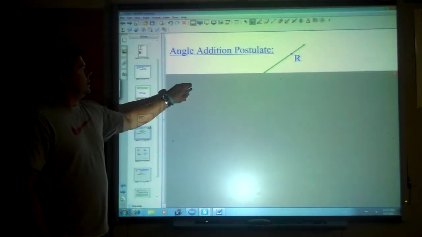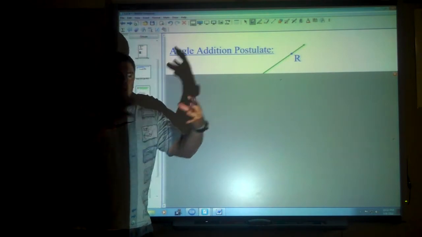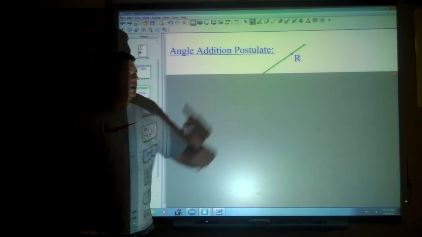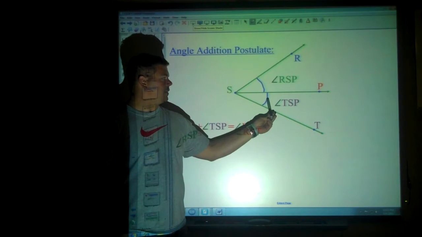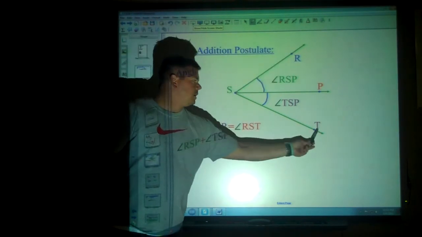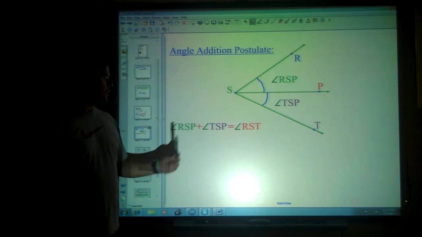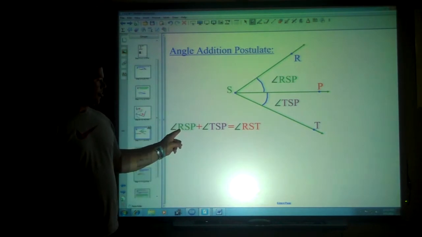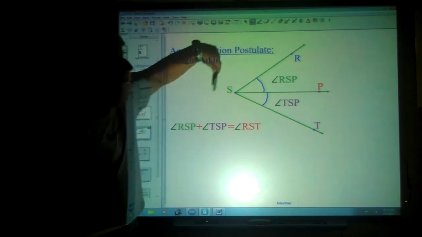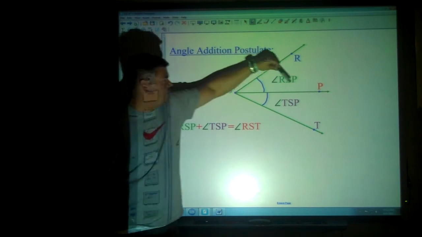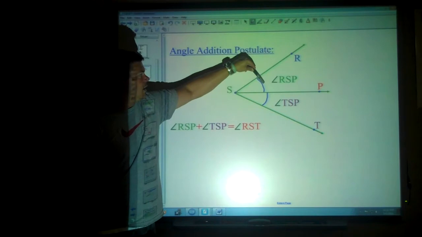Alright? Angle addition postulate. We had a segment addition postulate that said if you take one segment and add it to the other, it creates the whole thing. It's very similar for an angle addition postulate. If we take this angle and we add it to this angle, it's going to produce the entire angle. This is the symbol for angle, and the reason I have 3 letters is because it gives me a starting point, a middle, and a finish. So if I start at R, next it tells me to go to S, and I finish at P, then angle RSP is this point right here.